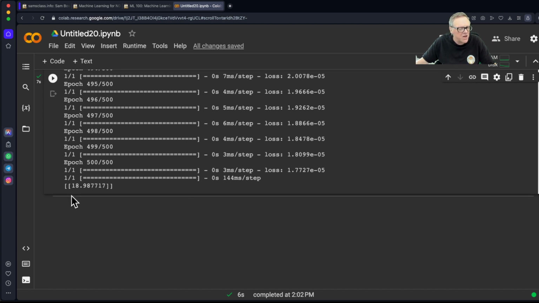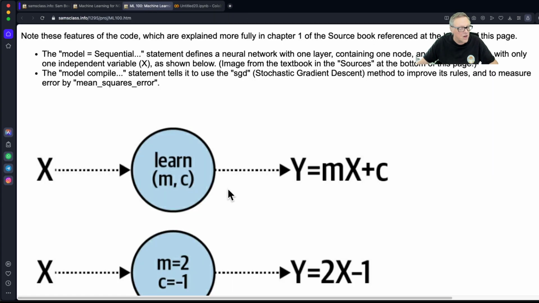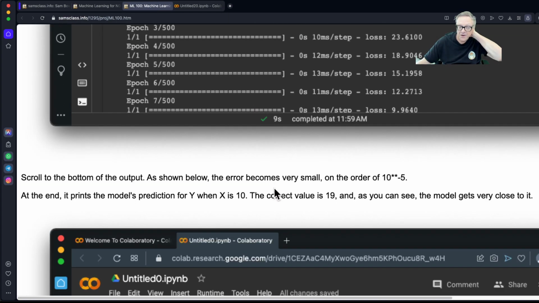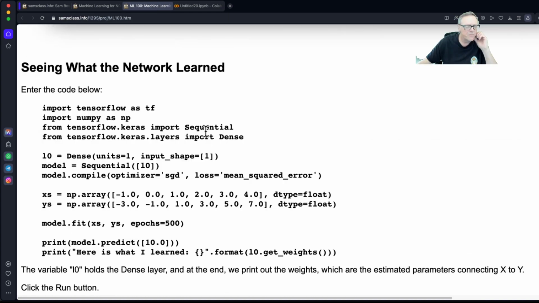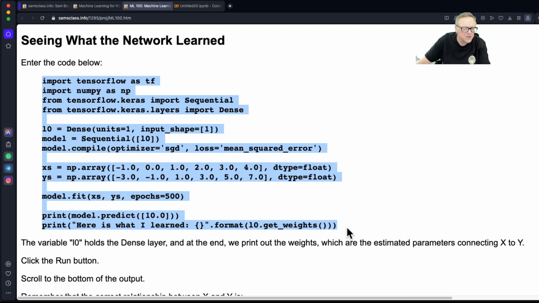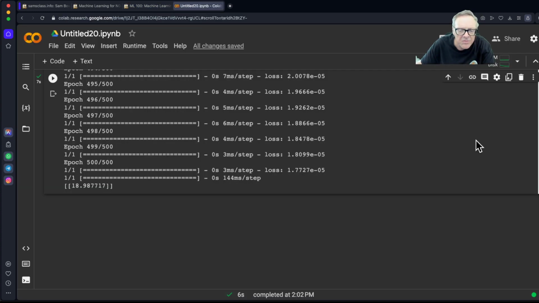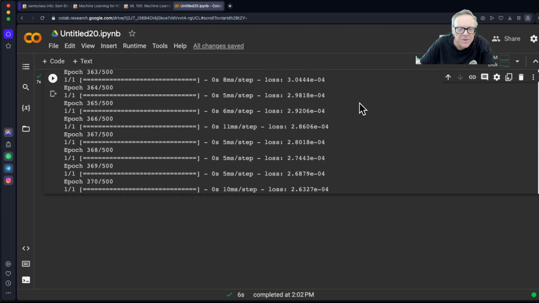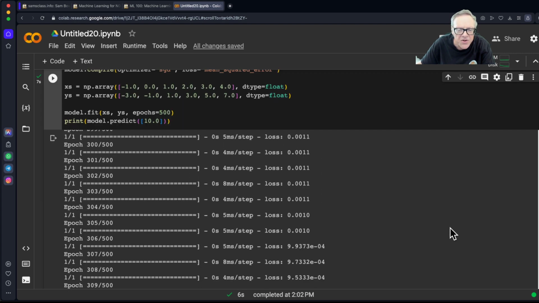And when it's done, it predicts the value for an X of 10. It predicts a Y of 18.98, and the right answer is 19. So it learns very well. After 500 epochs of improvement, it gets very good. And if you want to see what it learned, you can print out the weights. So this one will do the same fit, but print out the resulting weights.